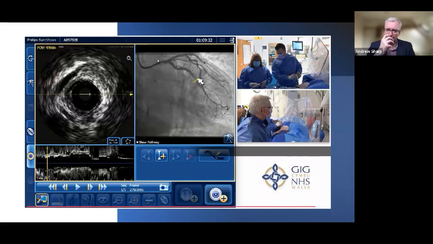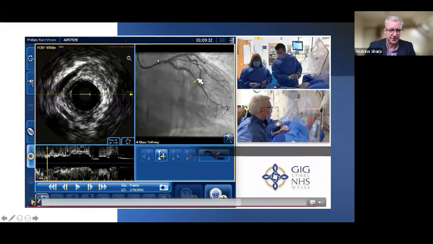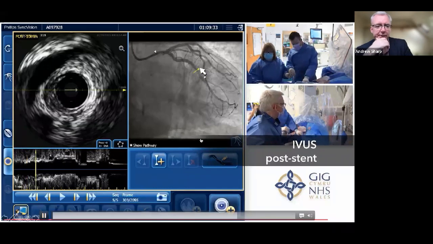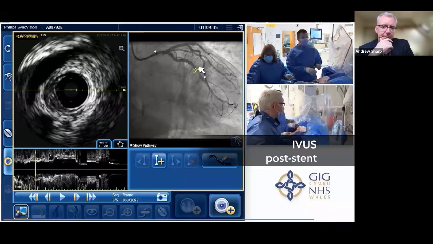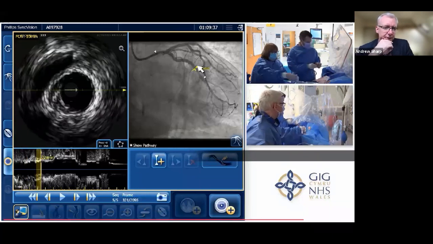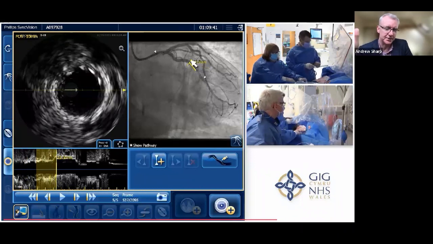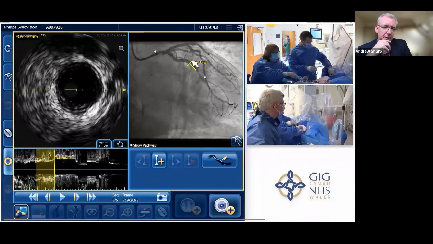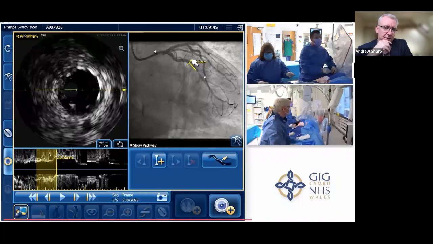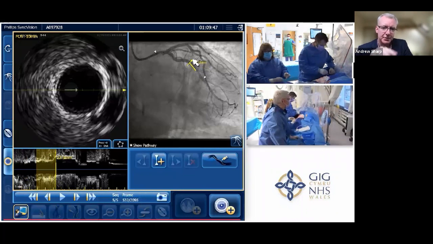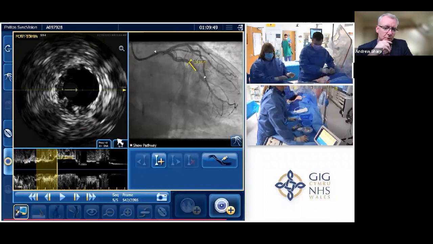So we've now got the IVUS back down again, and we're just having a look at our results. So I'll just play this. So what are we looking for? We're looking for the exit of the stent. So I'm gradually scrolling back until we see the exit point of the stent. It's a nice, healthy vessel at this point. There's the stent strut coming in at 12 o'clock. And we're rolling back and forwards to make sure we've got no dissection. There's a little under expansion there. You see the stent was off the wall.